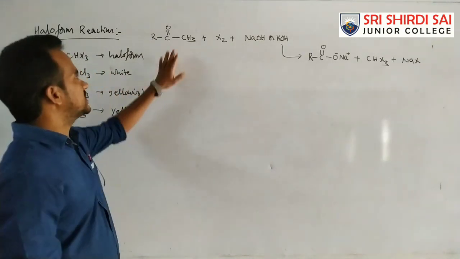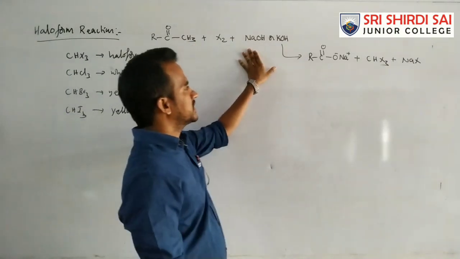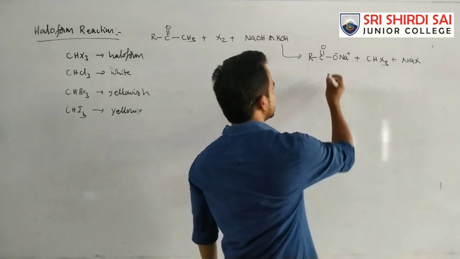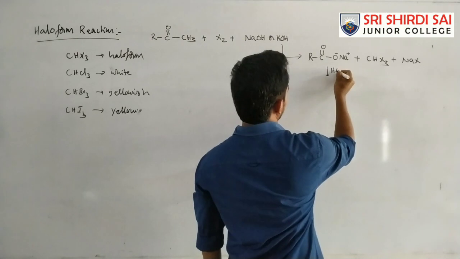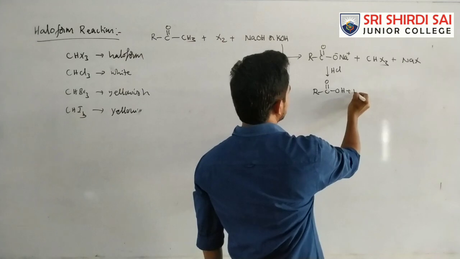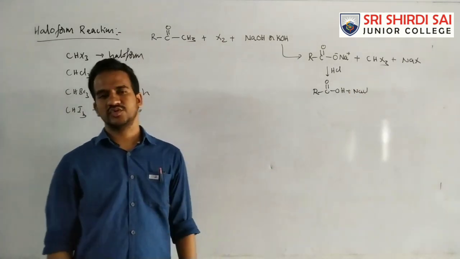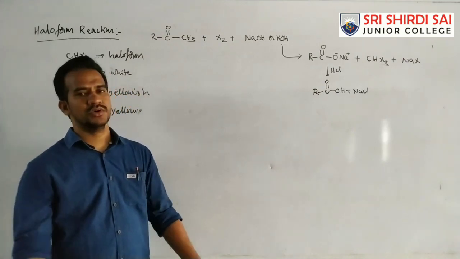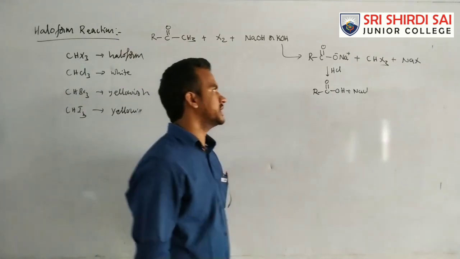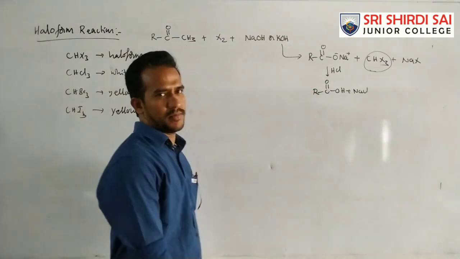So in this case, this methyl ketone on treating with a halogen in the presence of alkali medium gives a carboxylate ion. Of course, on acid workup, we will get RCOOH plus NaCl. That means the carboxylic acid is the product, which is the oxidized product. So it is also generally known as an oxidation reaction. But here the main point is the generation of the haloform.